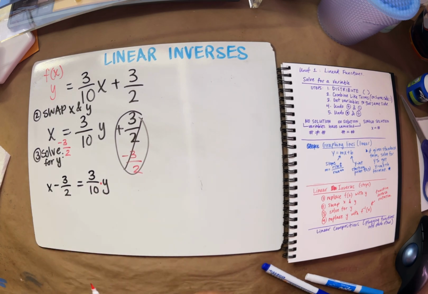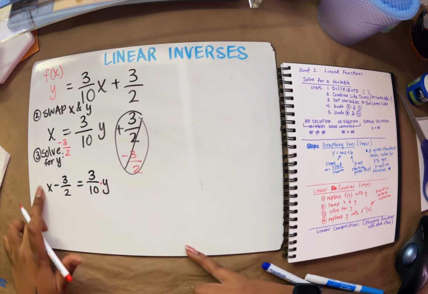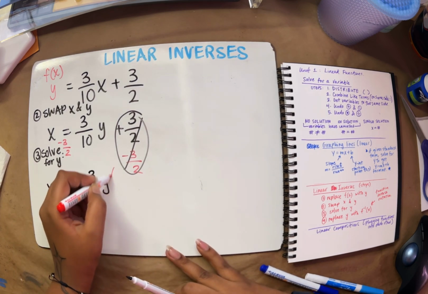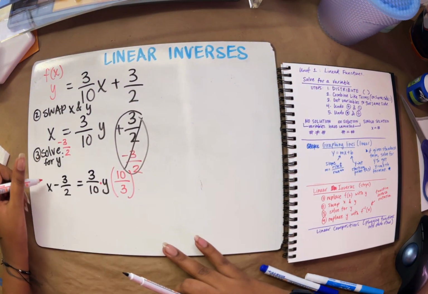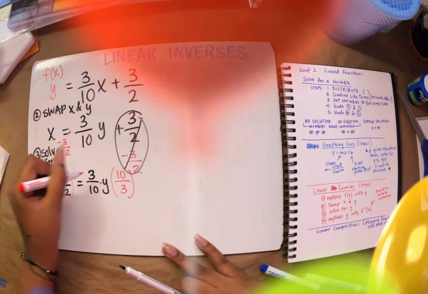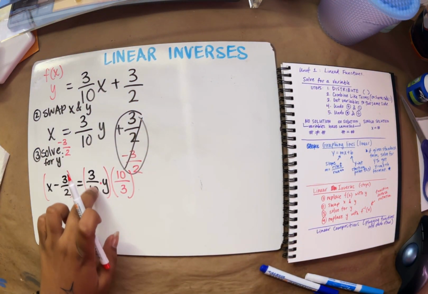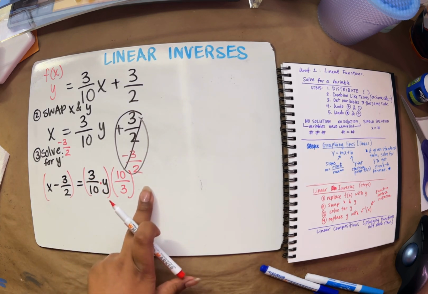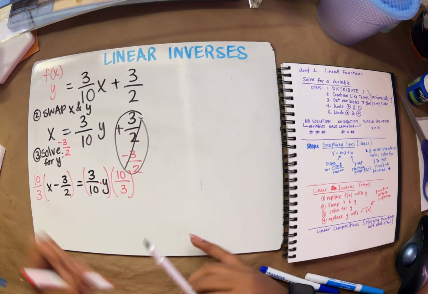This is 3 over 10. If you wanted to, you can do this separately. You can multiply 10 on both sides and then divide out this 3 after, or you can multiply by the reciprocal. If I multiply by the reciprocal, I multiply everything by the flip of my original fraction. I'm trying to get rid of 3 over 10, so I'm going to multiply by 10 over 3. What I do to one side, I must do to the other.